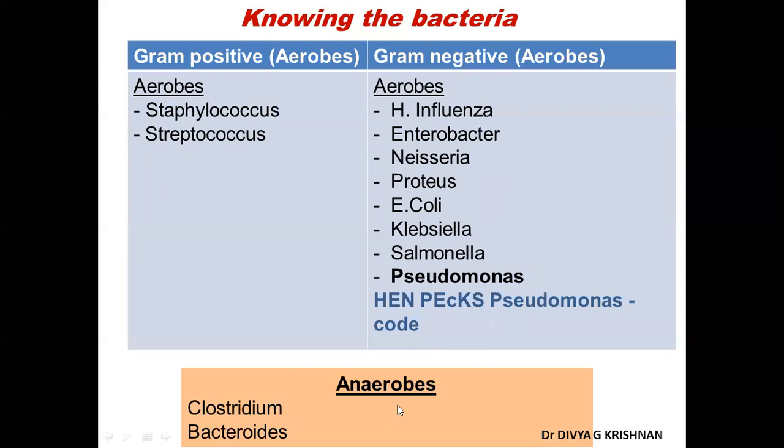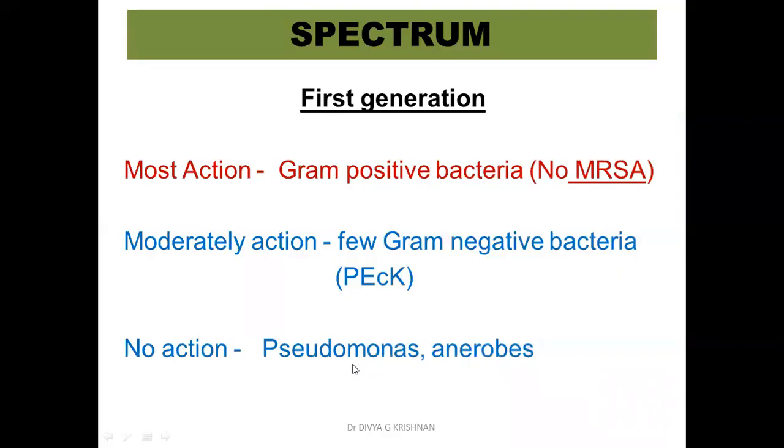Then anaerobes: examples of anaerobes are Clostridium and Bacteroides. So you will learn examples of gram-positive bacteria, gram-negative bacteria, as well as anaerobes. Now we'll see the spectrum.